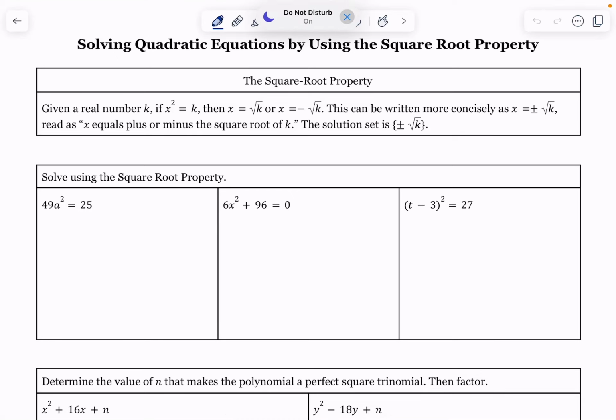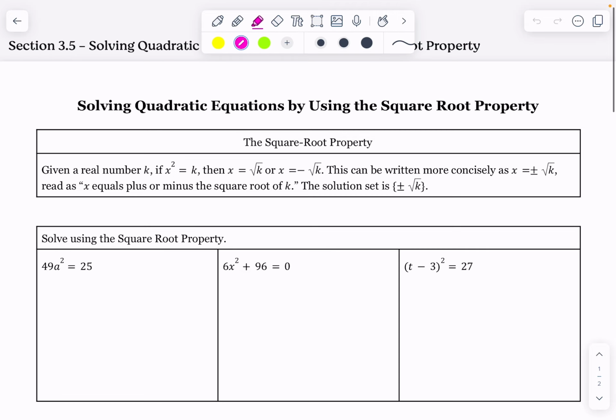This video is over section 3.5, solving quadratic equations by using the square root property. To start off, the square root property: given a real number k, if x squared equals k, then x equals the square root of k or the negative square root of k. So I'm going to highlight that. That's probably the most important thing.